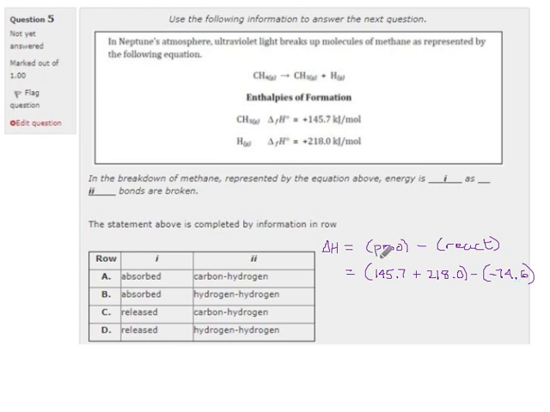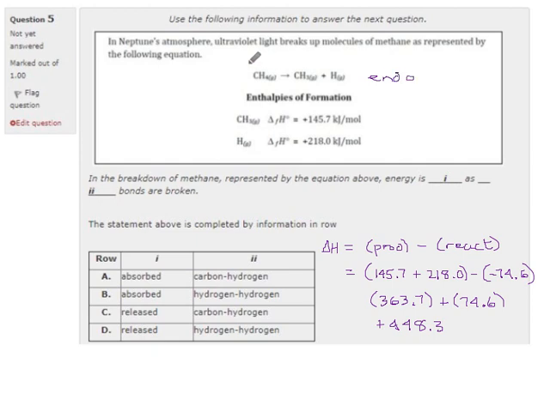And if we total all this up, let's see, for products, 145 plus 218 is going to be 363.7. These two negatives cancel, so we get plus 74.6. Add those up, and we get 443, 447, 448.3. Now, they don't care about the number here, and neither do we really, but we do care that it's positive because that tells us this reaction is endothermic.